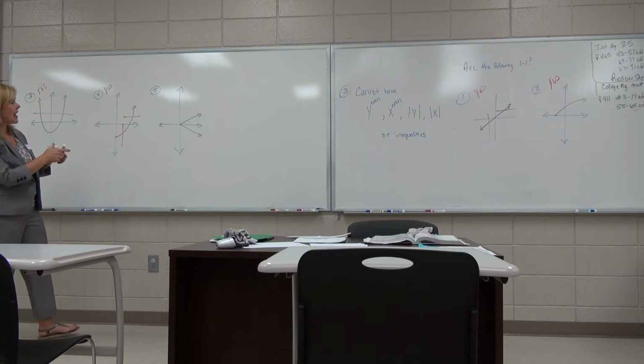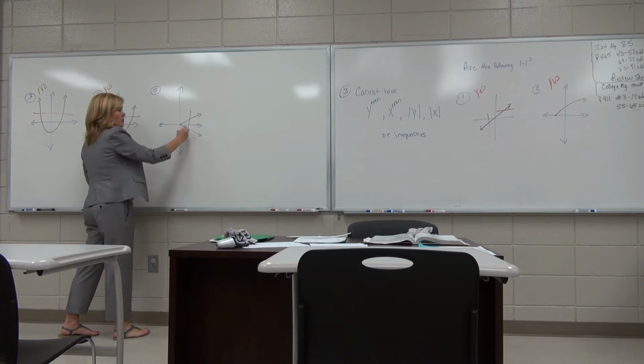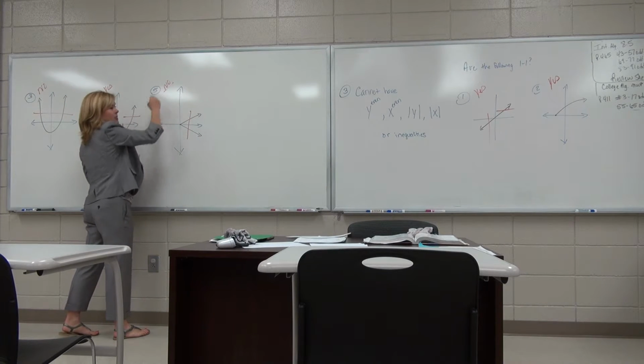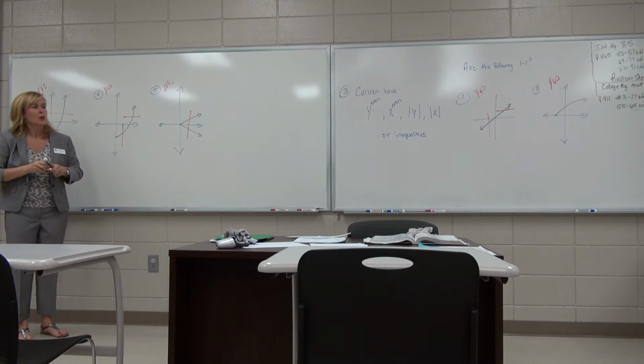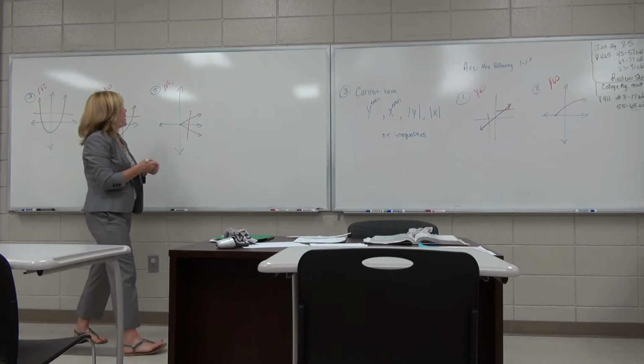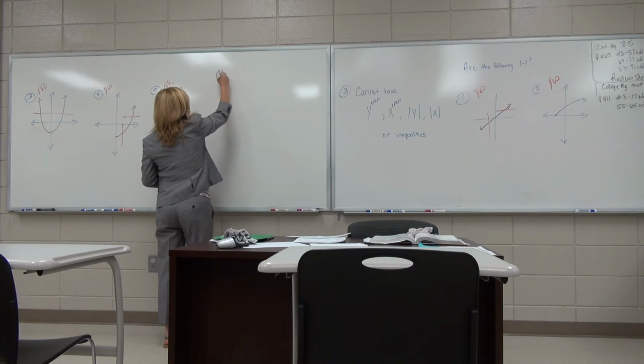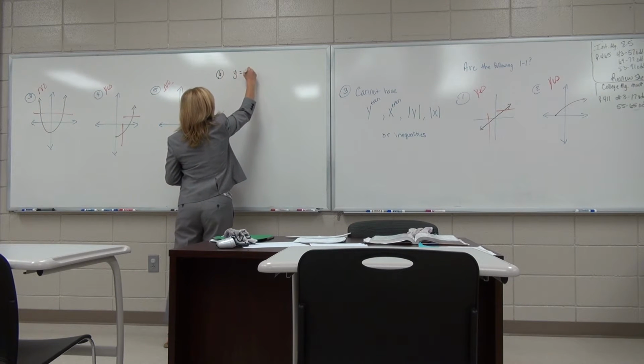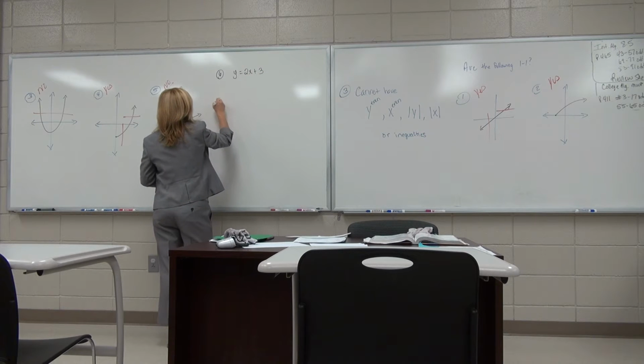What about number 5? No, it fails the vertical line test, right? So it's not one-to-one. So are we good on looking at the graphs and telling if it's a one-to-one function? All right, next let's look at some equations. Number 6. These are still yes or no.